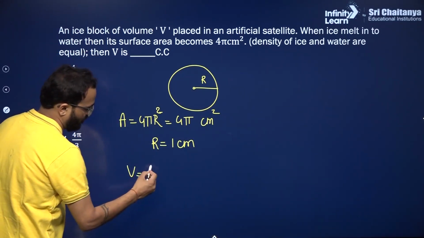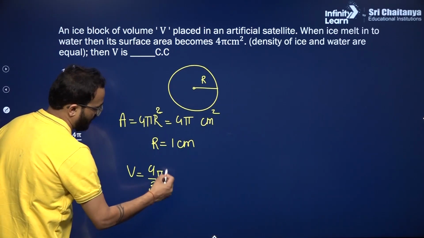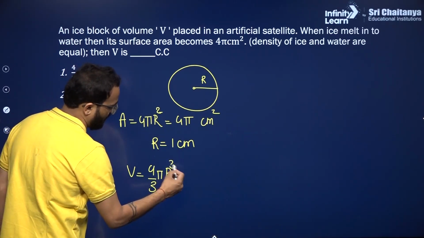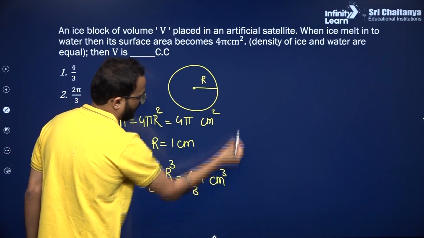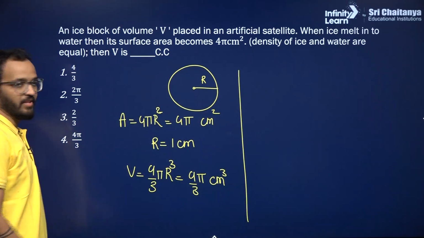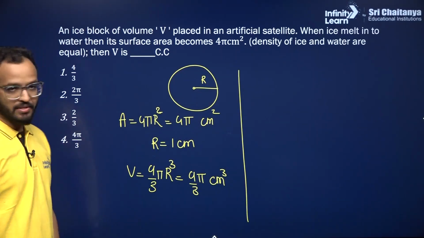So what is volume? It is 4 by 3 pi r cube, which will be how much? 4 by 3 pi centimeter cube. Got it? Simple.